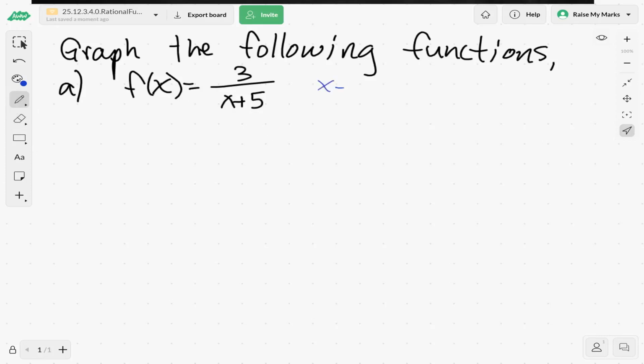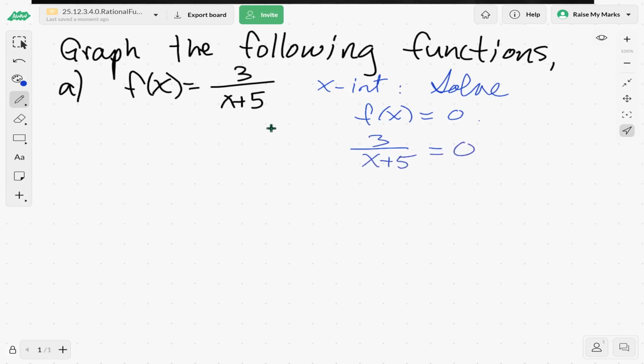So the first is the x-intercept. How do we determine what the x-intercept is? We need to solve f of x equals 0. Unfortunately, it's not possible for f of x to equal 0 ever, because what values of x give 3 over x plus 5 equal to 0? None. So there's no x-intercept. And that's fine.